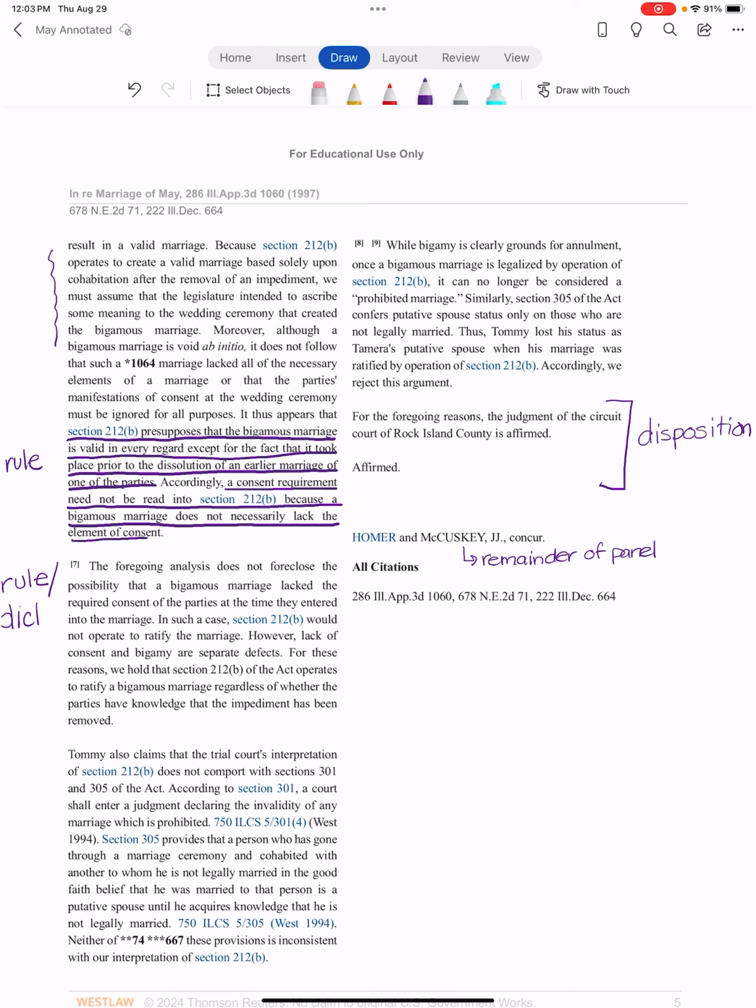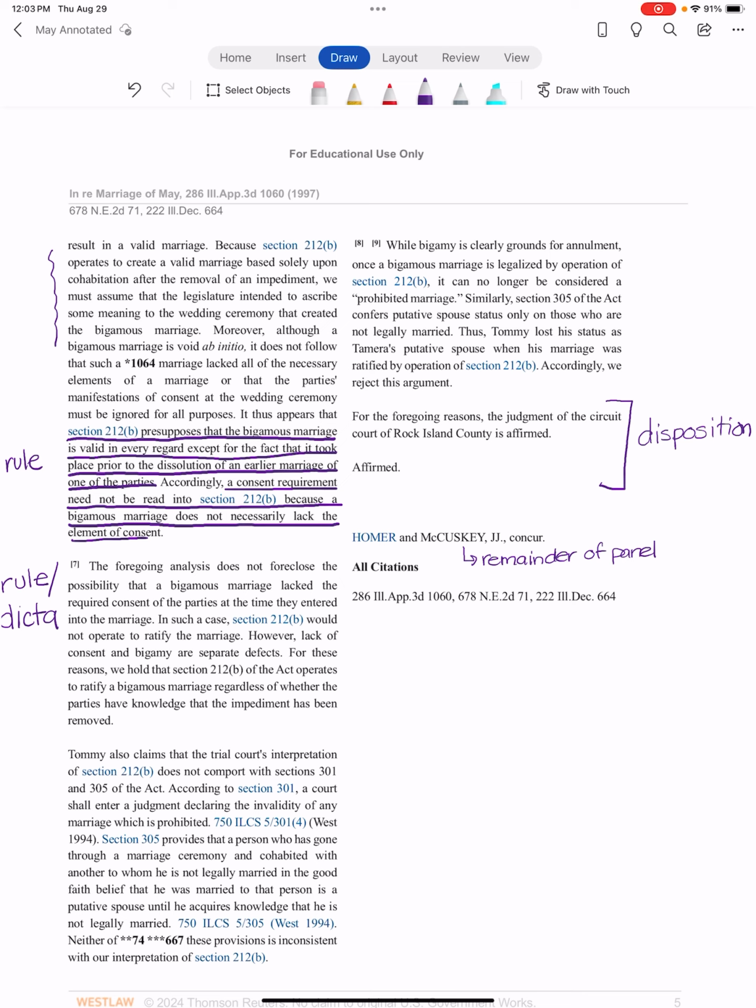So what I see in the next paragraph is actually something that's not quite dicta, but it's on the edge. Now you'll remember maybe from ALS that dicta is the court's opinion on an issue that it didn't have to decide. So what the court is saying here in paragraph 7, paragraph labeled with the 7 from the head note, is that lack of consent and bigamy are two separate defects, two separate reasons that one might be able to get an annulment. But here, that's not going to be relevant.